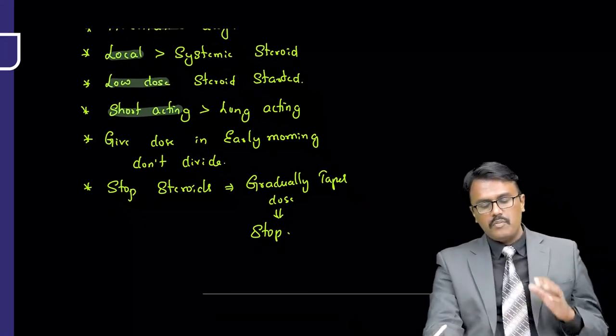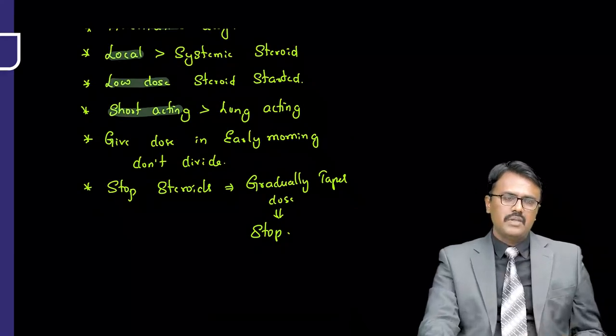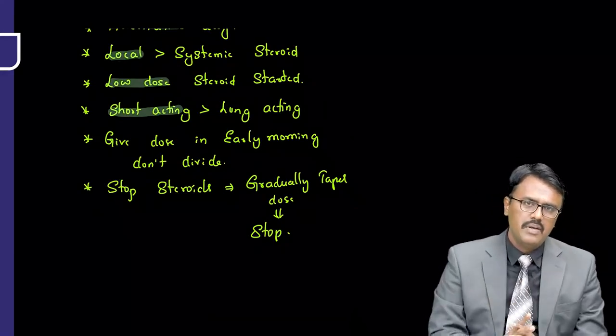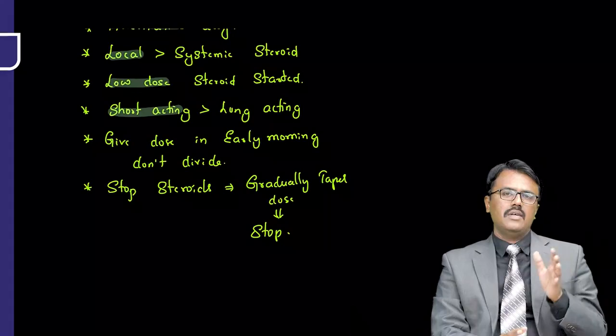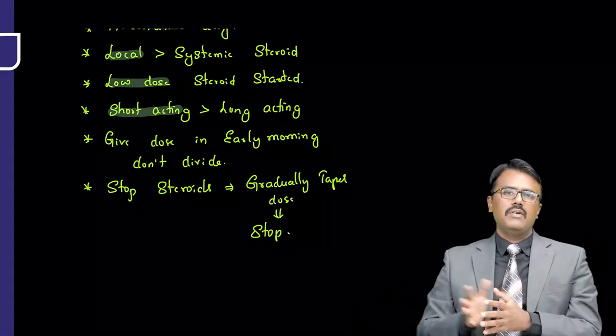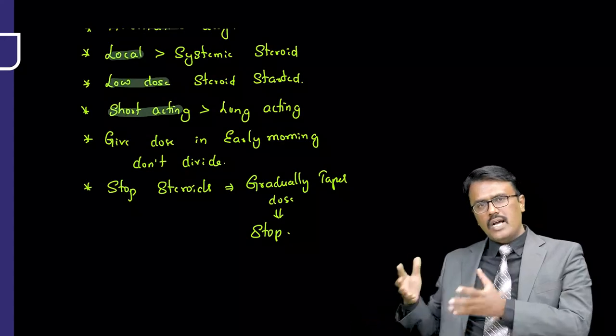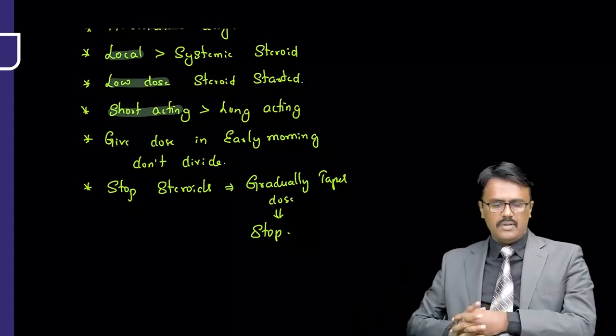So this is what we did in the pandemic also, because steroids were the main therapy that decreased mortality. So for example, 60 milligram for 3 days, then 30 milligram for 3 days, again 15 milligram, 10 milligram, like that. So gradually the dose has to be tapered and stopped.